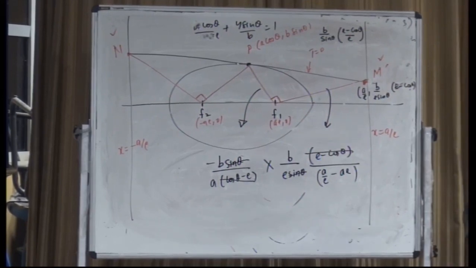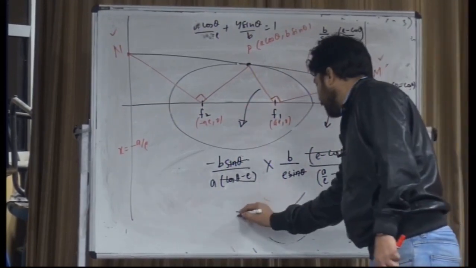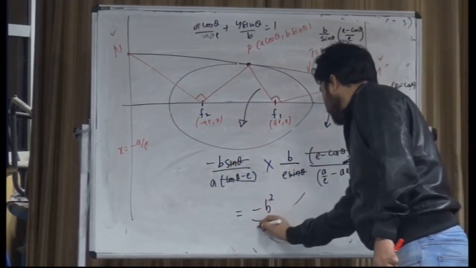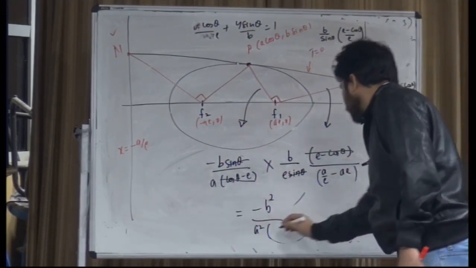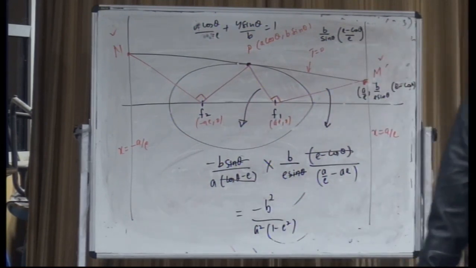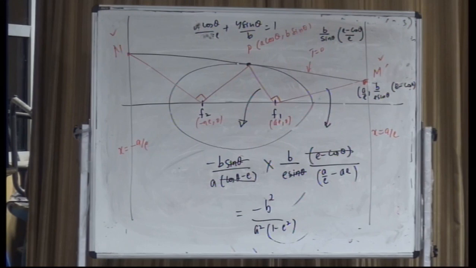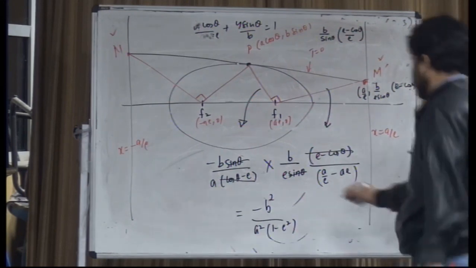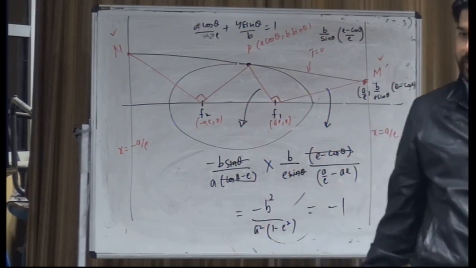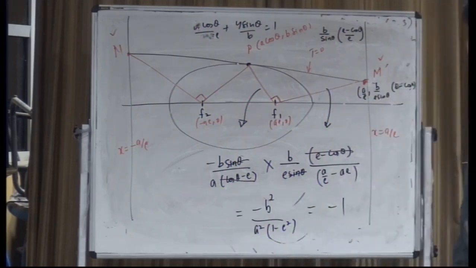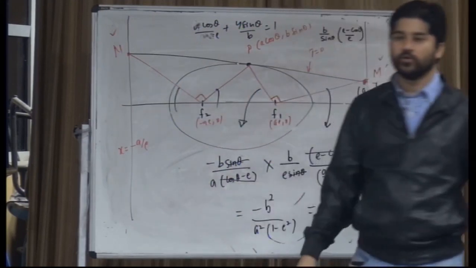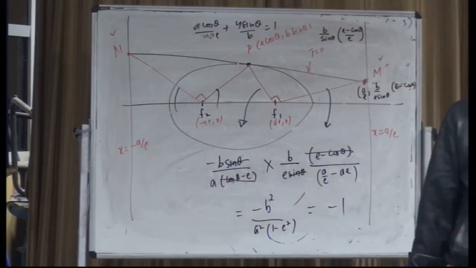Okay, upstairs comes minus b square, downstairs comes a square, and e going inside becomes 1 minus e square. What is a square into 1 minus e square? b square. So their product is not dependent on e. So by symmetry I can say these two are also going to be perpendicular.